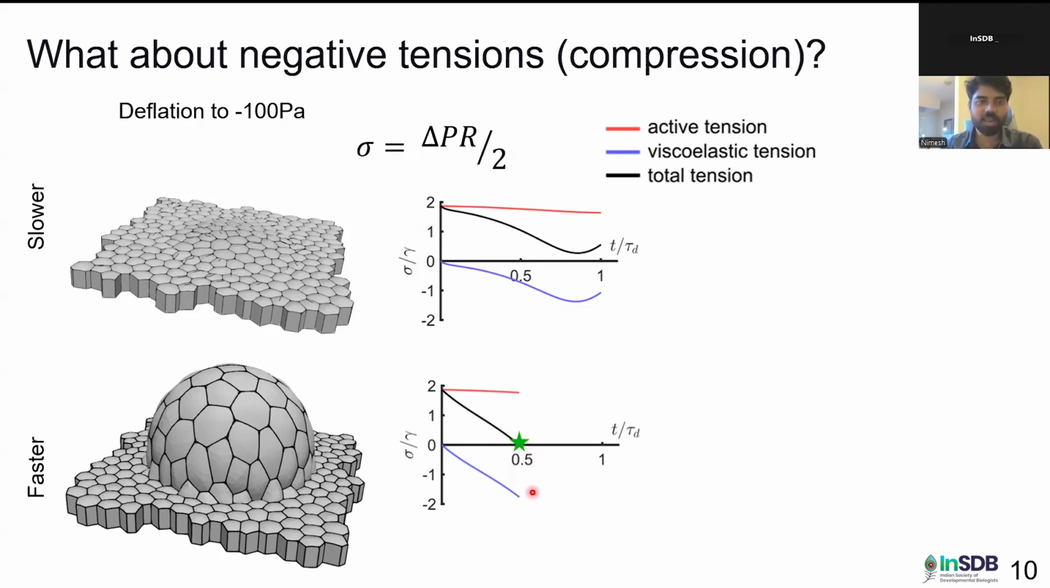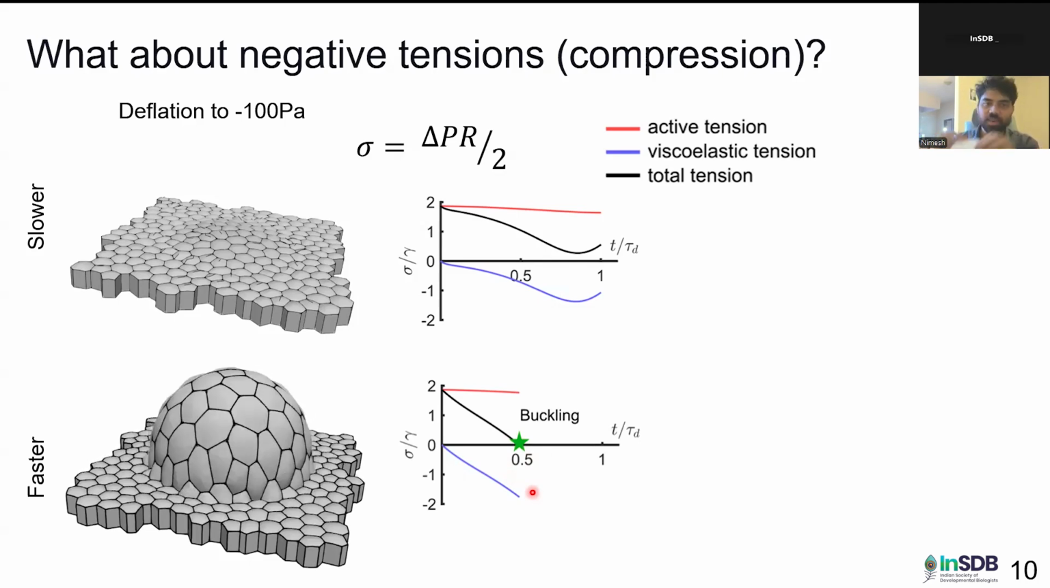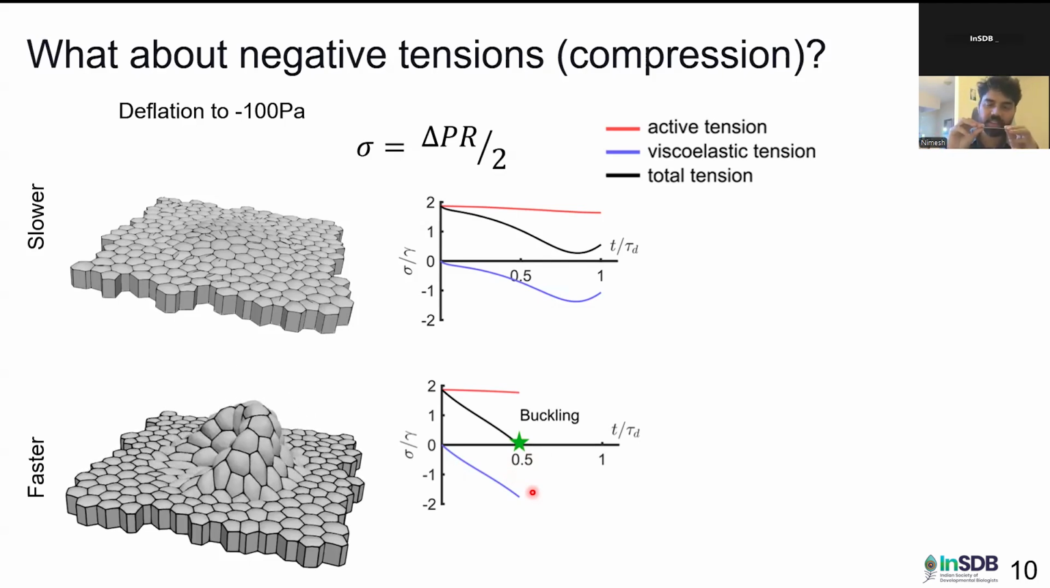If we do it faster than the viscoelastic timescale, there's not enough time for viscoelastic tension to be dissipated. So the total tension will reach zero and negative. What happens here is that the cells don't have enough time to shrink their area. So what they do, they produce accumulation. And this is what we refer to as buckling. Like any thin shell, when you compress it, it buckles. And this is what is happening, but instead of a thin sheet, we have a spherical sheet.